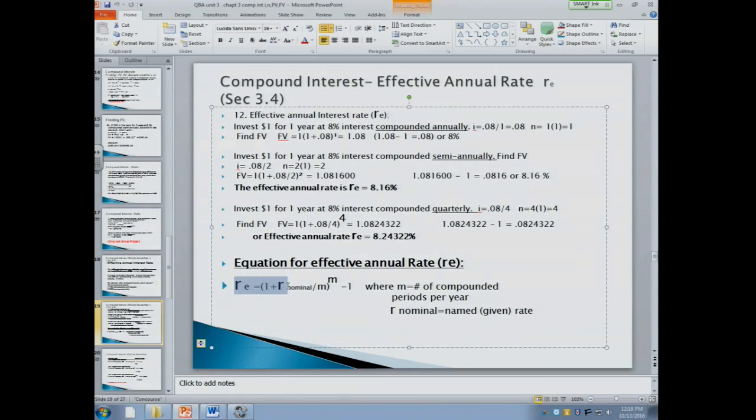Here is the formula for effective annual interest rate. It's on your formula sheet. There's a new variable, M. M is the number of compounding periods per year. Okay? R nominal is the given interest rate, the interest rate that's stated in the problem.